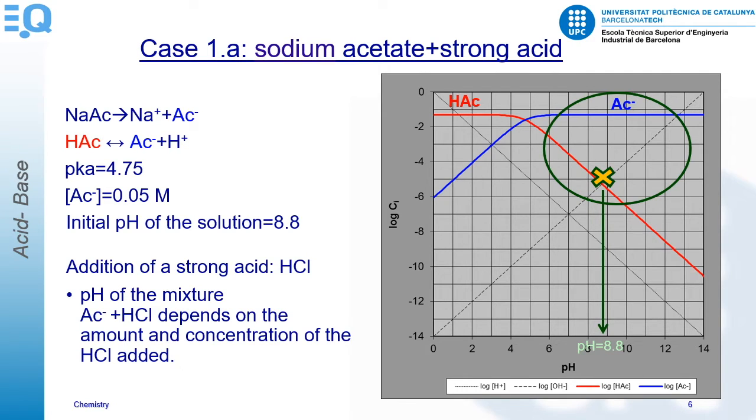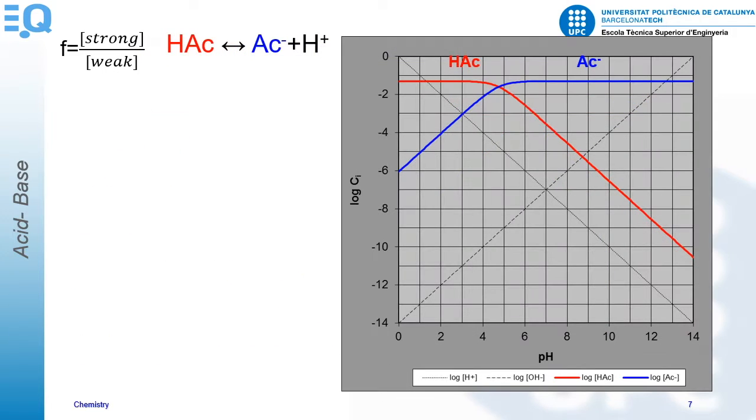Again we have defined the F factor, and in this case the F equals 0 is in the right side, in the lower vertex of the triangle of the area where the concentration of acetate is the maximum, the initial concentration. Here, no hydrochloric acid has been added yet.